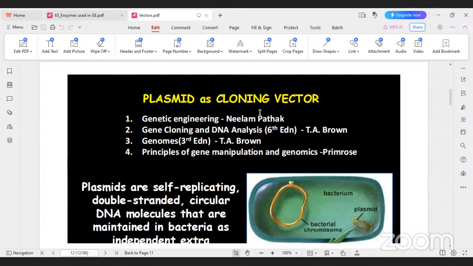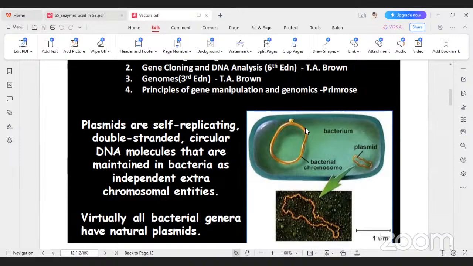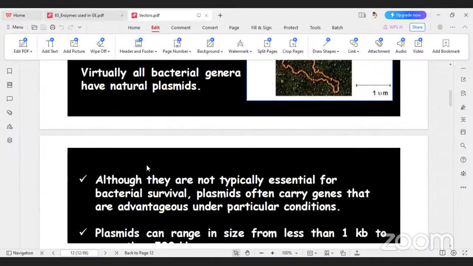Plasmids are self-replicating, double-stranded, circular DNA molecules that are maintained in bacteria as extra-chromosomal entities. Actually, almost all bacterial genera have a natural plasmid.